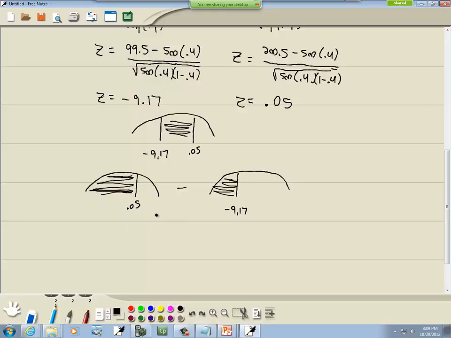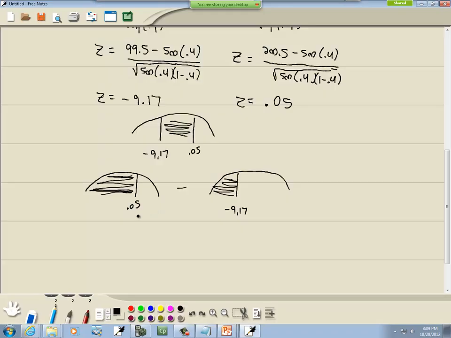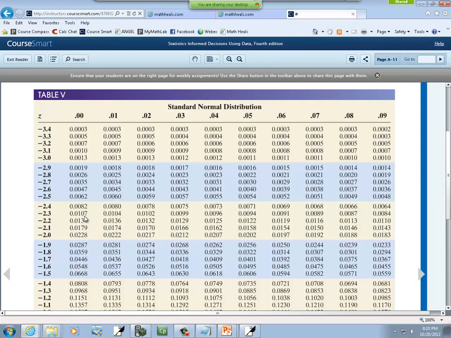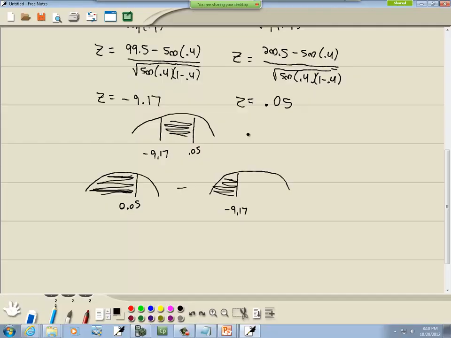Well, let's look this up. 0.05. That's weird. 0.05. Which means I'm going to look up 0.0 and then the 500ths column. Which way do I need to go? This way. Well, here's 0.0. In the 500ths column, it'll be right here. So I'm going to use 0.5199.